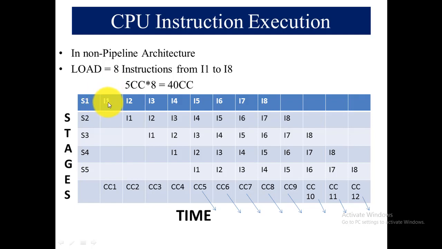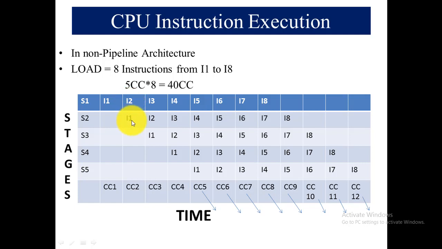So instruction 1 in the first clock cycle is in the first stage, right? So it starts executing. After completing the first stage, it moves to the second stage. Instruction 1 will move to the second stage in the second clock cycle, right? But when it is moving to the second stage, the first stage is free. So we will start to execute the second instruction. Now at the second clock cycle, instruction 1 is in the second stage, while we start executing instruction 2, that is in the first stage.